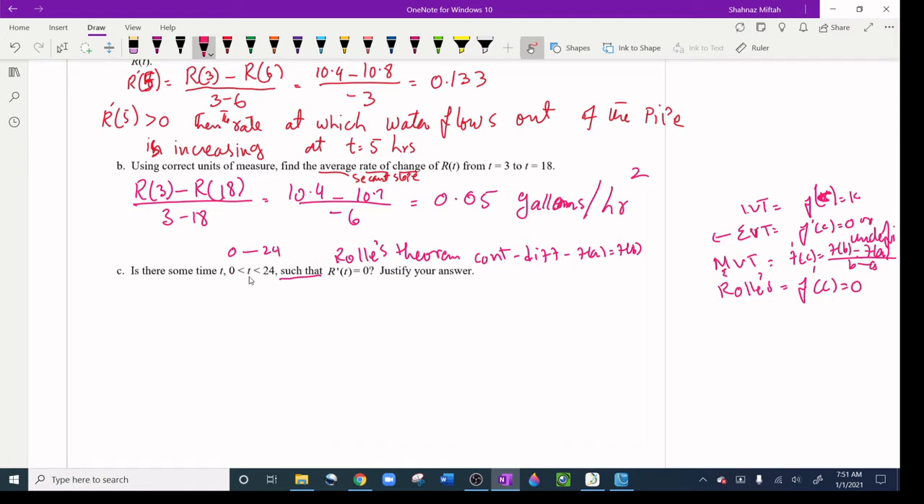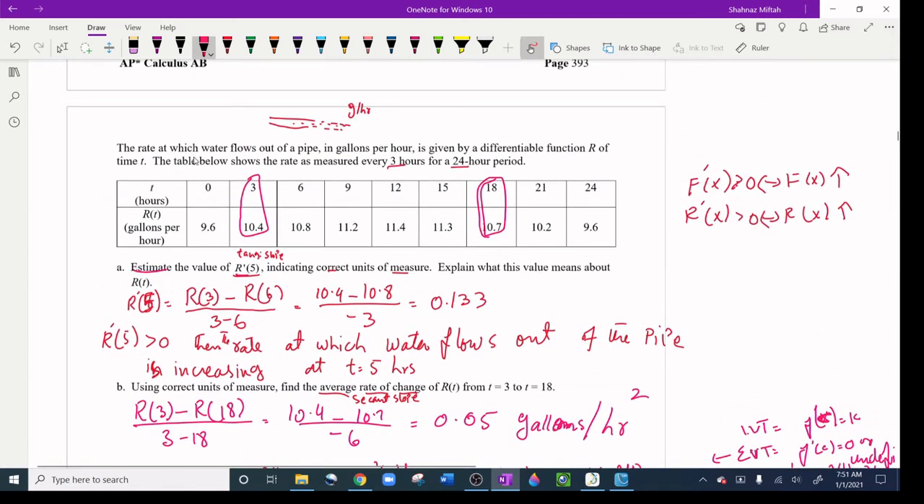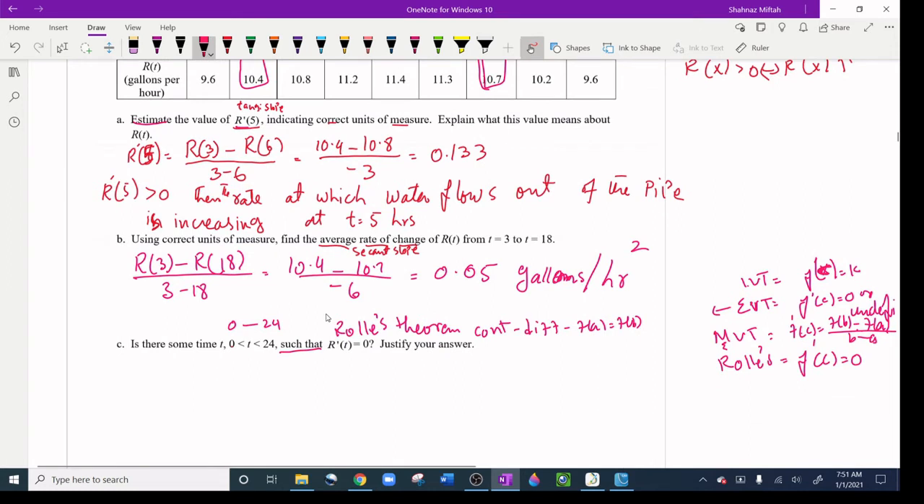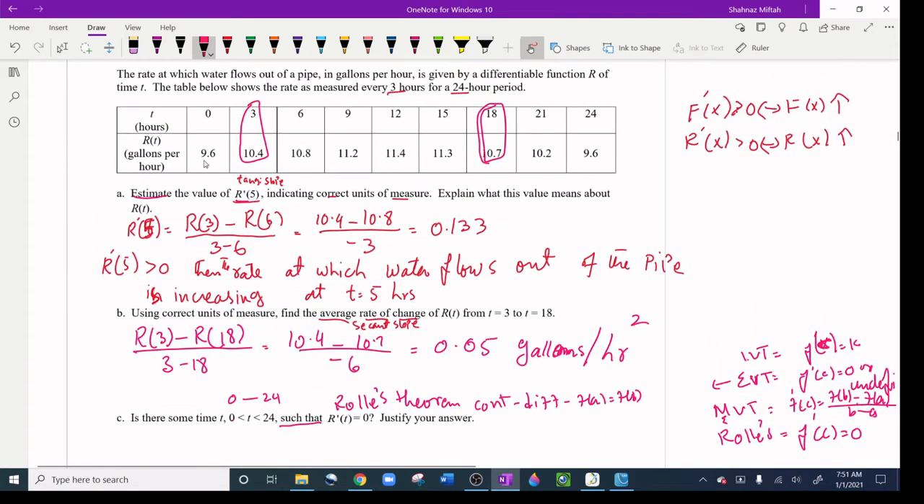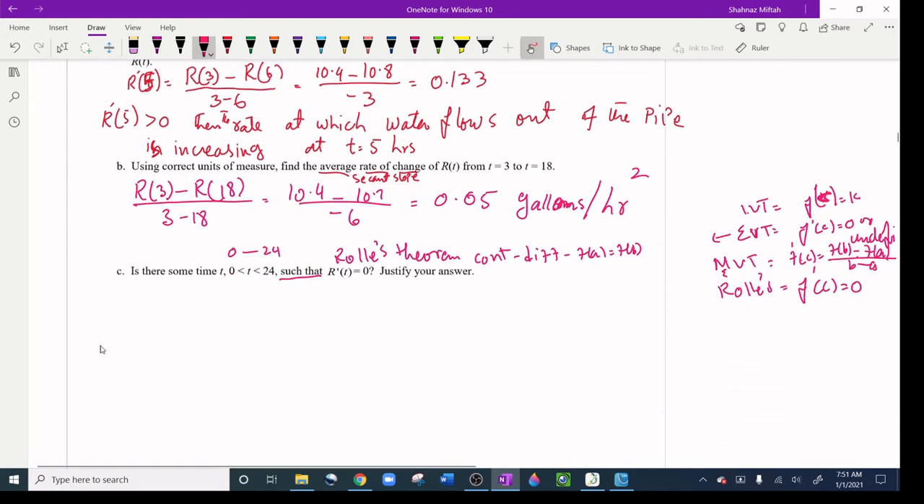Now, is there some time t between 0 and 24 such that r prime is equal to 0? We already know it's differentiable because they said it in the beginning of the question: it is given by a differentiable function r. If it's differentiable, then it's continuous, and you can tell it's continuous because every x has a y value there. Now I'm going to figure out if f of a and f of b are the same, like f of 0. So let's start with the first condition.